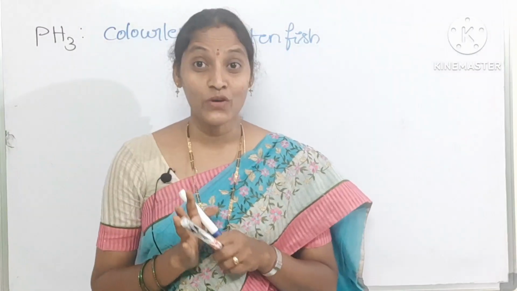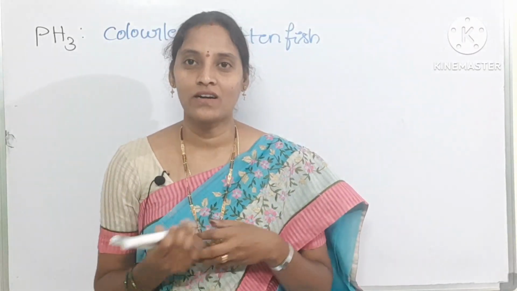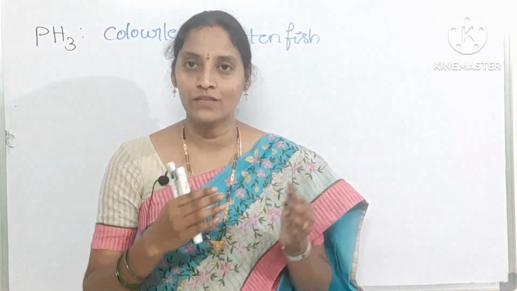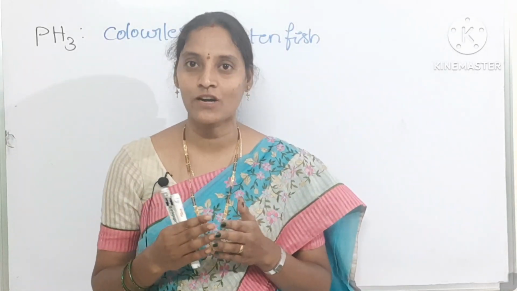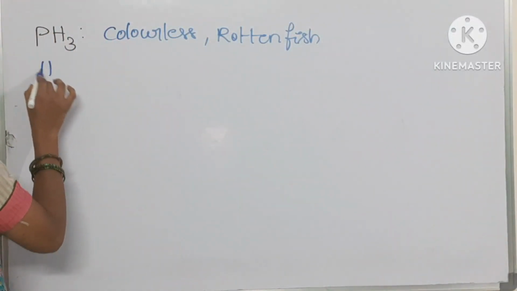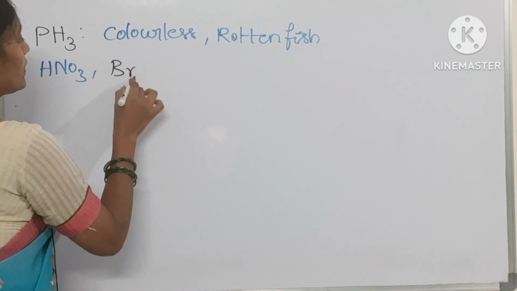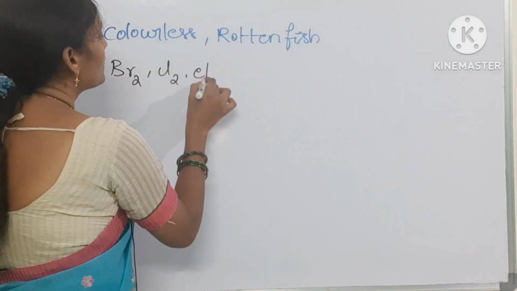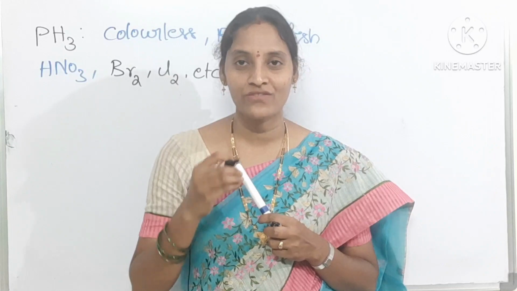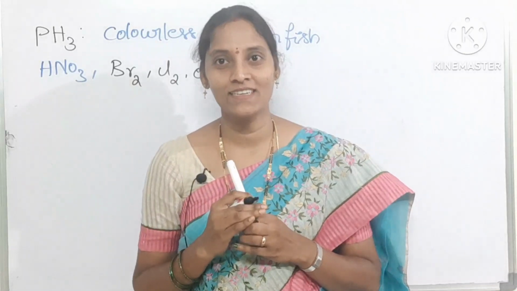Okay, if phosphine is near traces of strong oxidizing agents like HNO3, Br2, Cl2 and some other oxidizing agents, then it will explode. That means phosphine will explode if it is near traces of strong oxidizing agents.